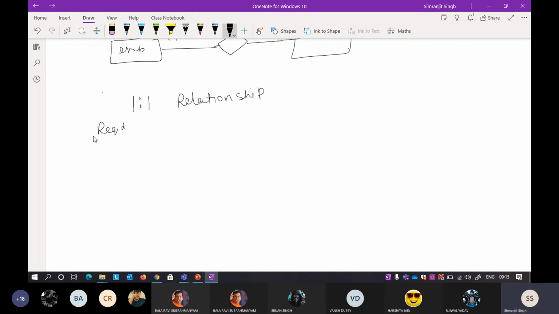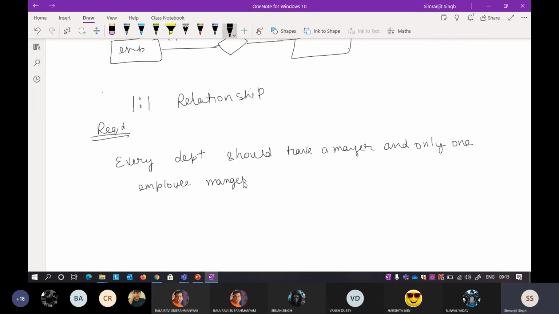The requirement is that every department should have a manager, and only one employee manages a department. Another requirement given to you is that an employee can manage only one department. So these are two things that are already given to you. Based on these two things, you have to design a relationship.